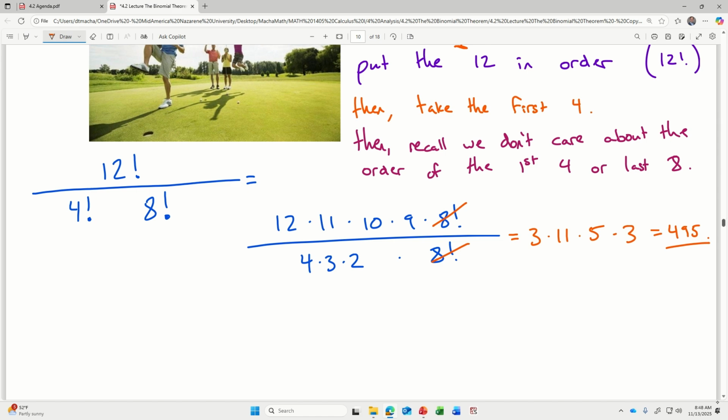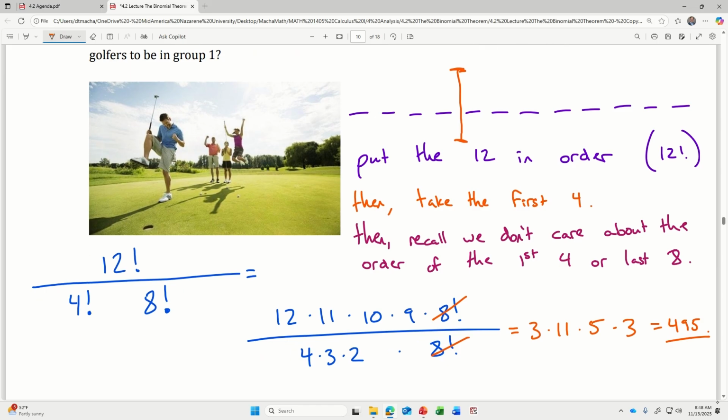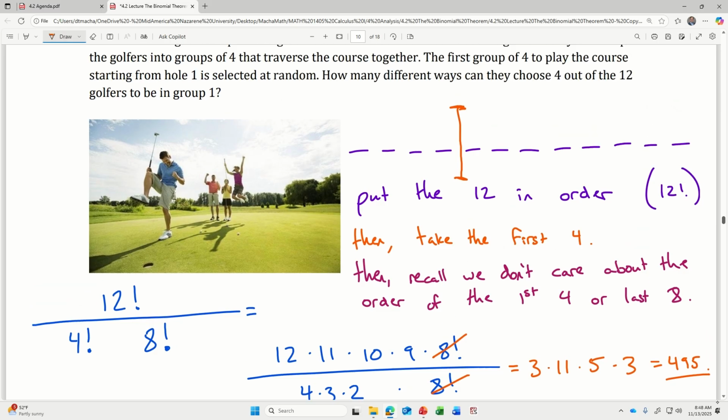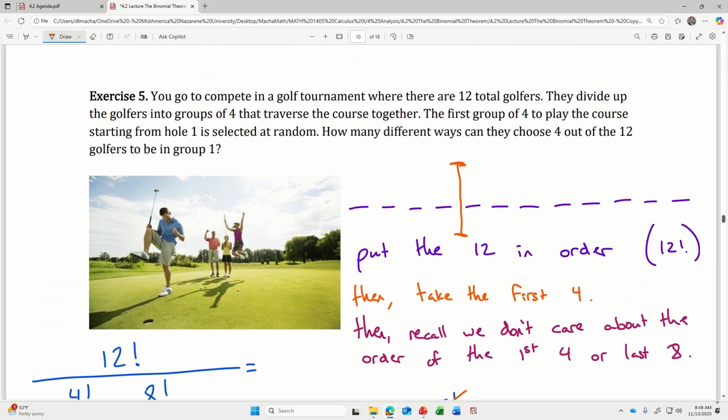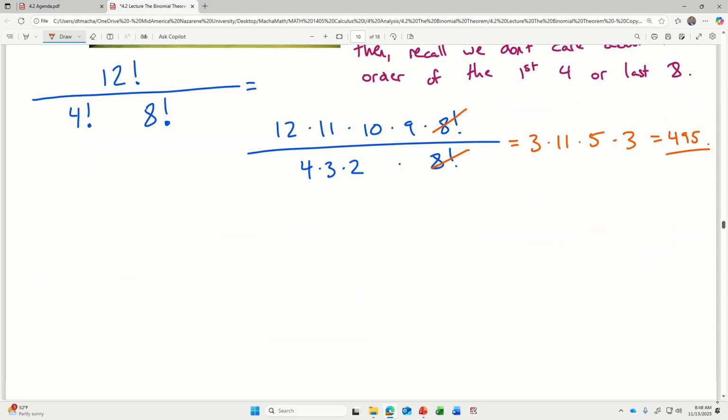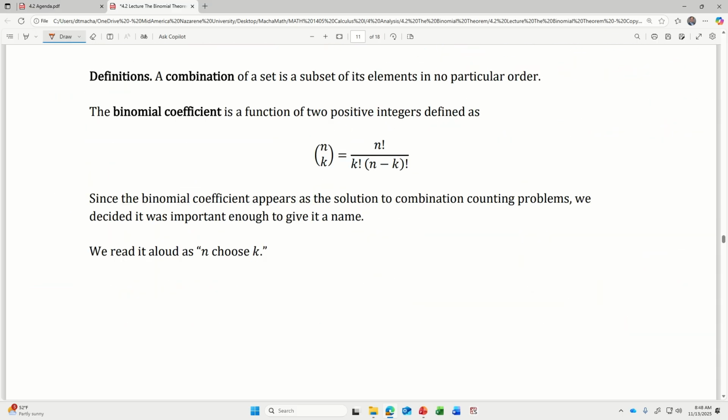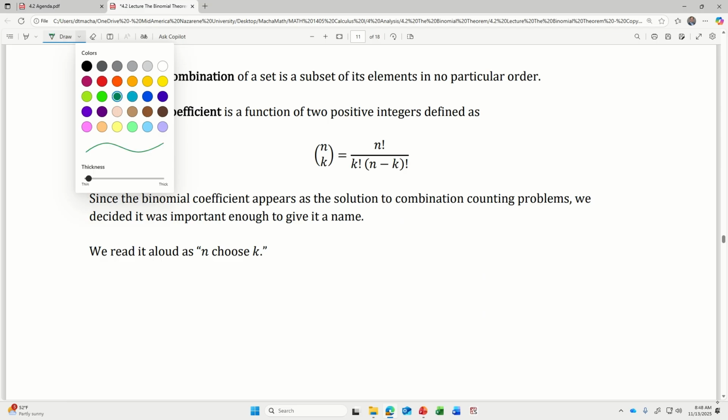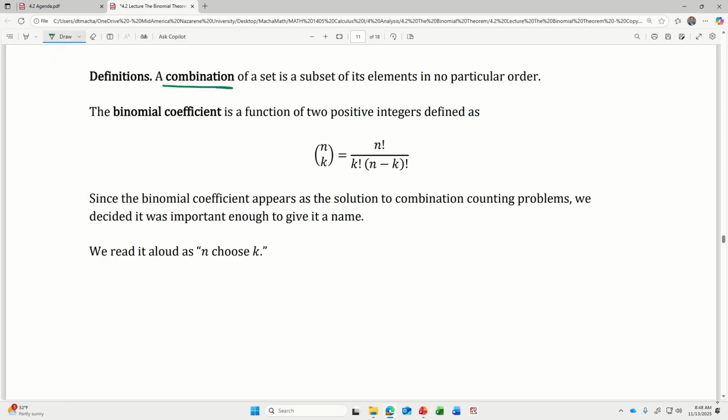Turns out there's 495 ways to choose the first 4 golfers in a group out of 12 possible golfers. So we call this a combination. A combination of a set is whenever I take a subset of its elements in no particular order. Like if I've got 12 golfers and I take 4 golfers, that's a combination of golfers. I took a subset, and I didn't care what order I was taking.